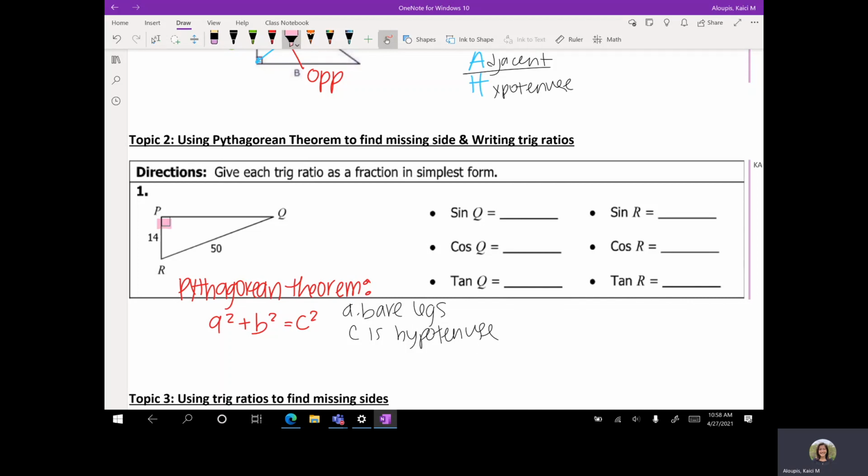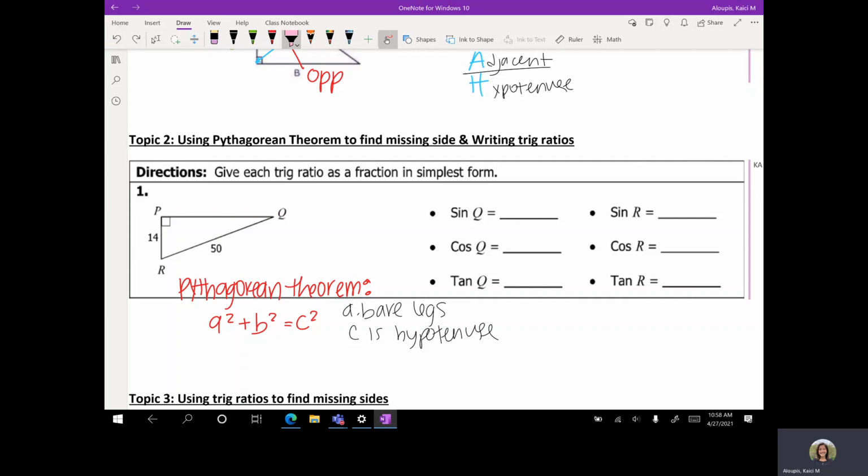There's my right triangle. There's the right angle. And we don't know what this side length over here is. They didn't tell us that, and we have to use the Pythagorean theorem to compute what that value is, what that PQ side length is.